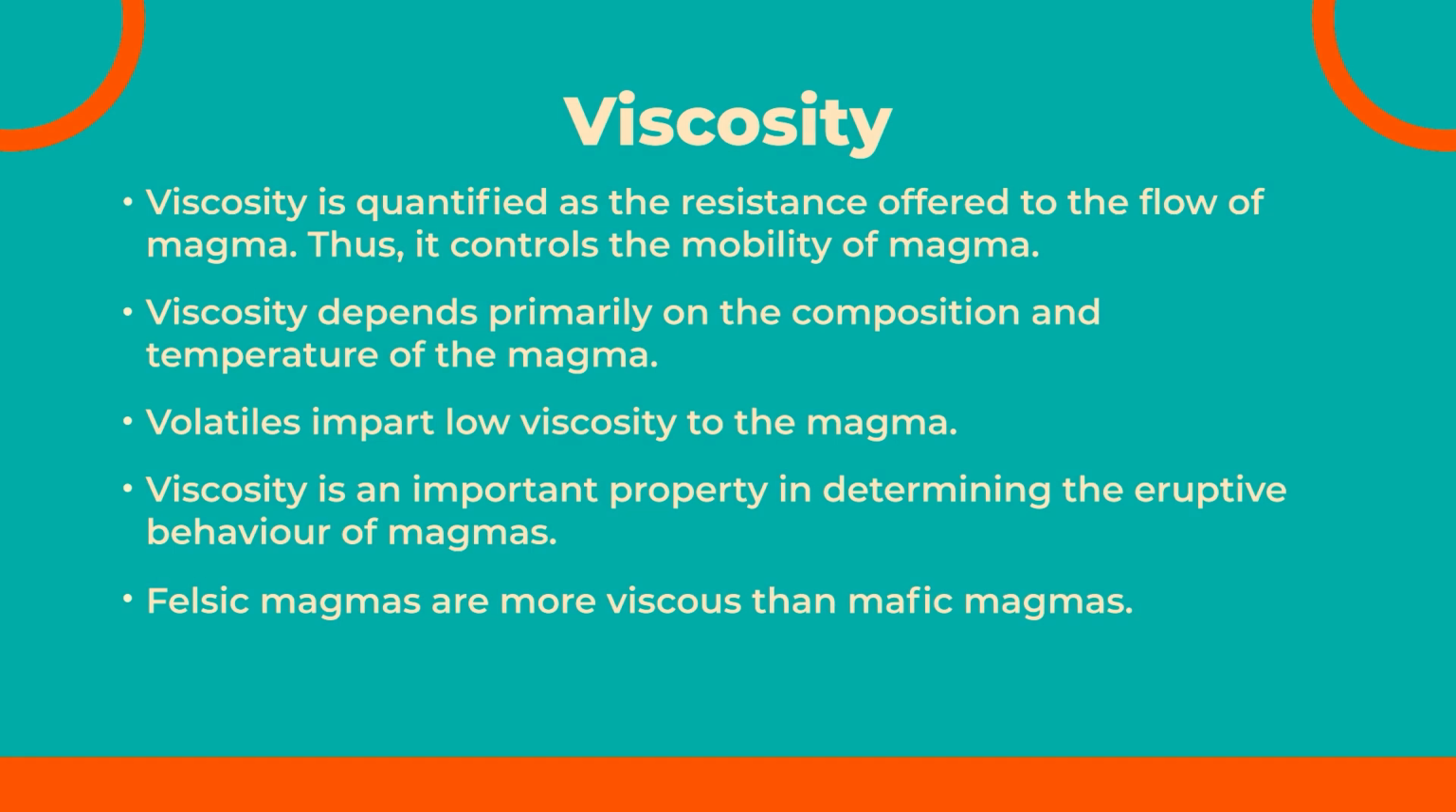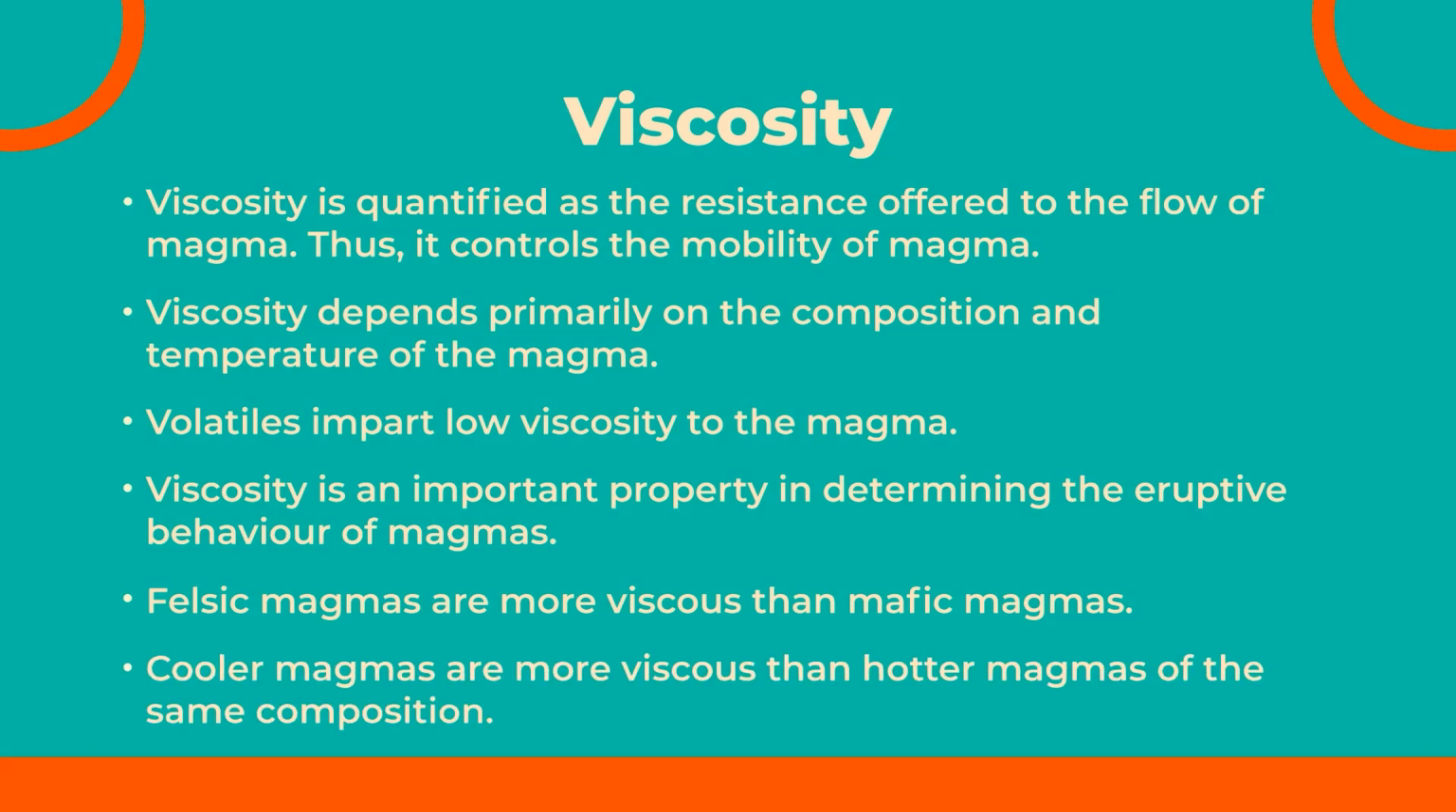Felsic magma, in other words the magma comprising a higher percentage of silica oxide, is more viscous as compared to mafic magma, which comprises a lower percentage of silica oxide. Cooler magmas are more viscous than hotter magmas of the same composition.